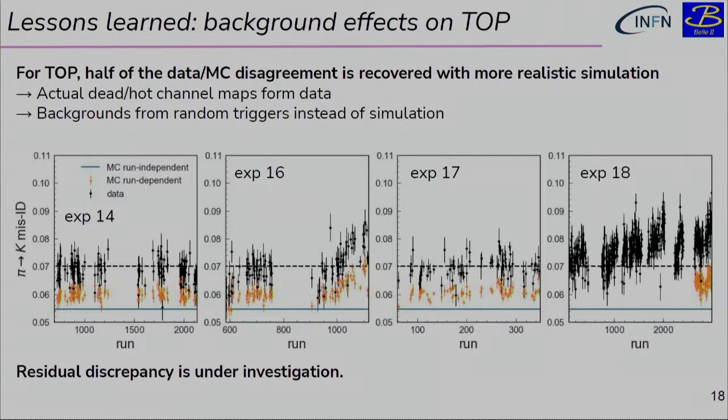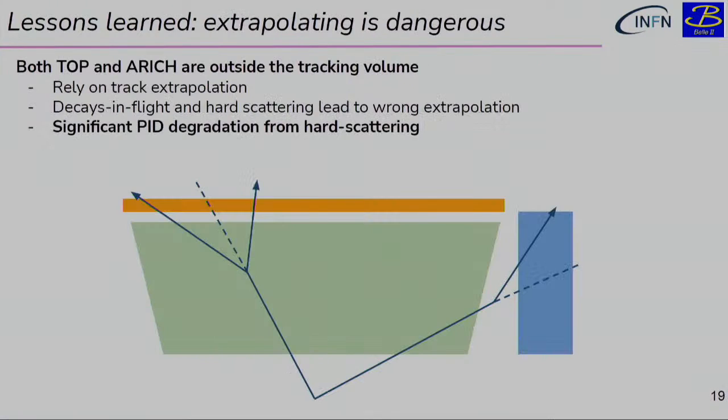In this plot, you have basically the fake rate in the TOP as a function of time in different experiments. And the blue line is the naive expectation. The orange points are the better Monte Carlo, and the black points are the data. So this is telling you that what's dominating the discrepancy between data and Monte Carlo in the TOP case is actually our capability of describing correctly the beam backgrounds. There is still a residual discrepancy that we have some ideas about, but we're still working on it, so I won't really talk publicly about that at this point.